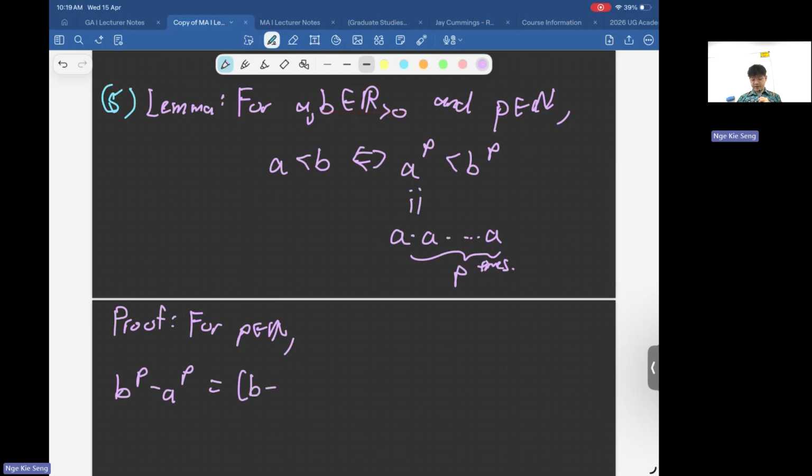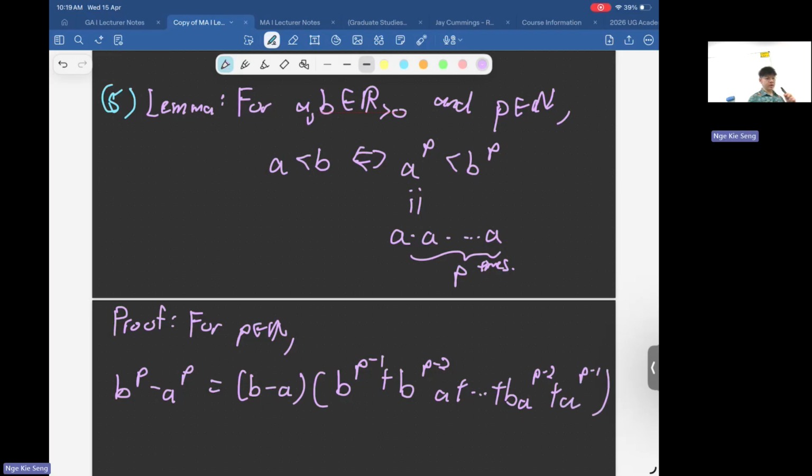Well, you can factorize B minus A, okay? And then the something left is B to the P minus 1 or B to the P minus 2 A plus ... B to the P minus 2. Okay, so how do I figure this out? Maybe I ask you to expand it first. Do you get this? I mean, can you check it?